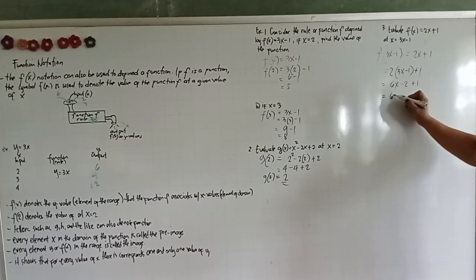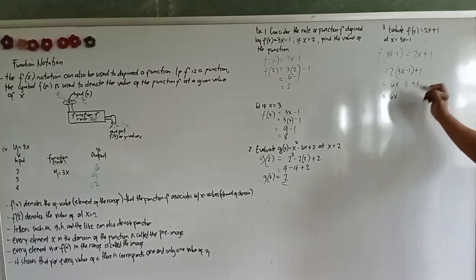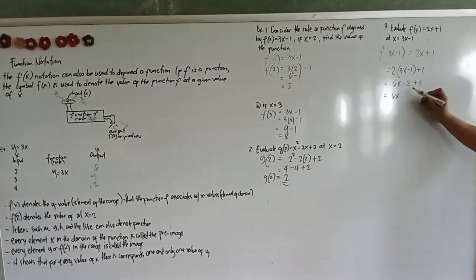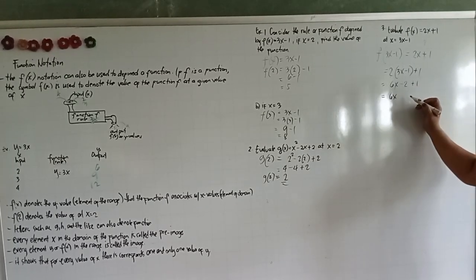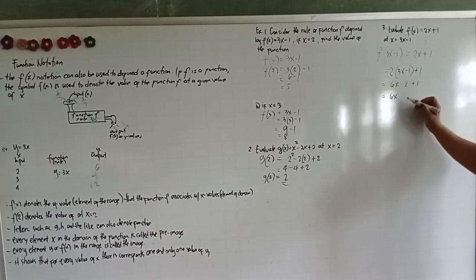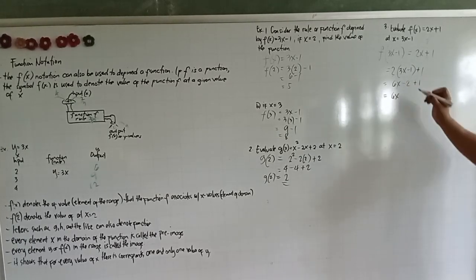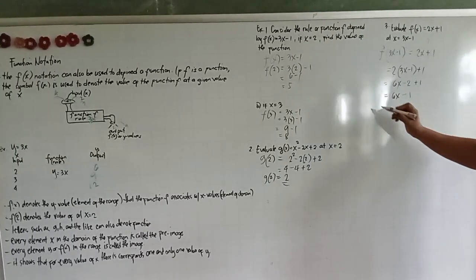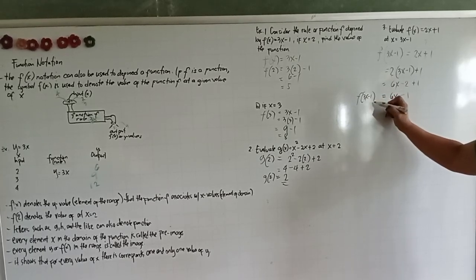So, 6x. We copy that, right? Because they are not like terms. Minus 2 plus 1. Minus 2 plus 1: one positive, one negative. Negative. Okay, so negative 1. Okay, so the answer for our f of 3x minus 1 is 6x minus 1.